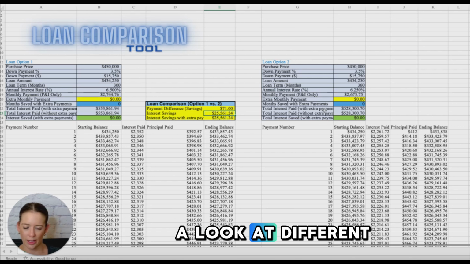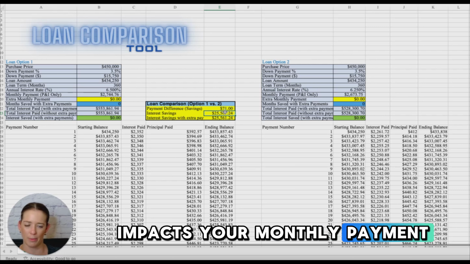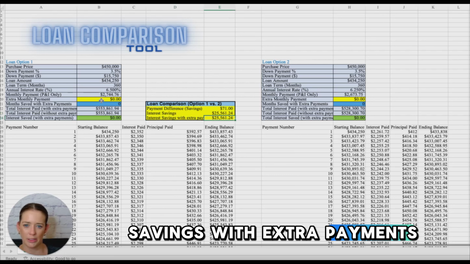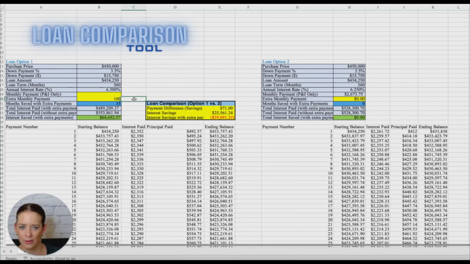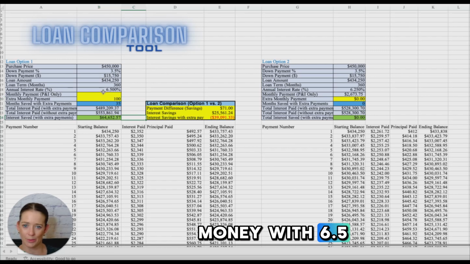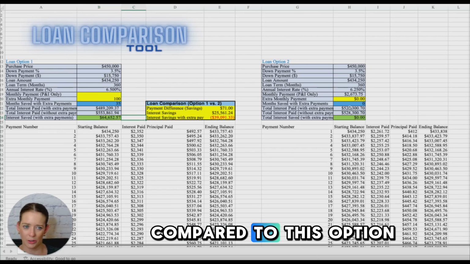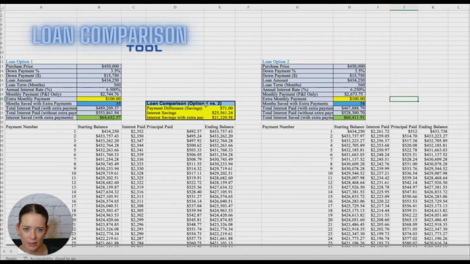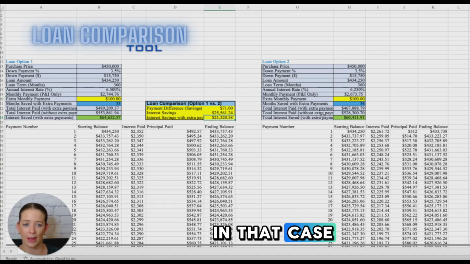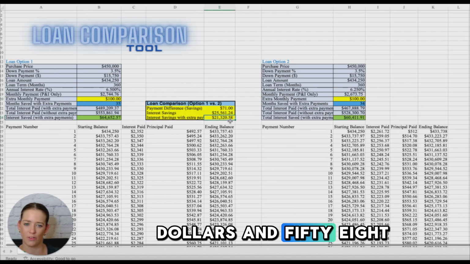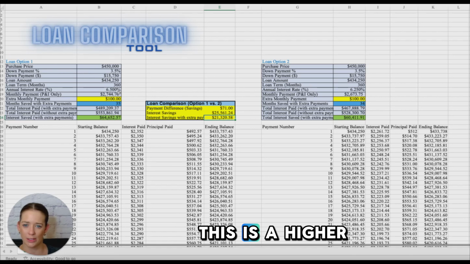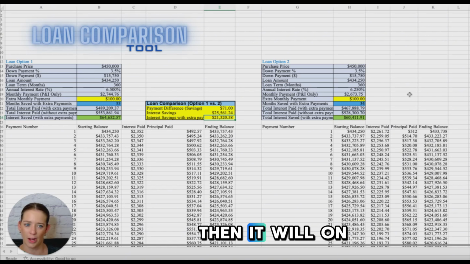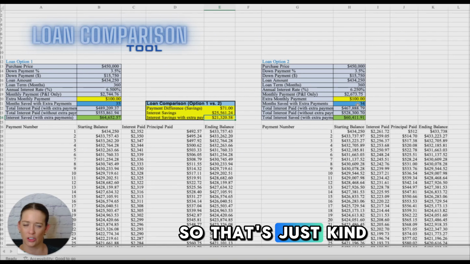So you can take a look at different loan options and see how that impacts your monthly payment and your interest savings. Now this box down here shows you your interest savings with extra payments. So if you were to plug in an extra payment amount here, you'll see actually this would save you more money with 6.5 and an extra $100 a month payment compared to this option here, which is interesting to see. But if you had $100 on each option, that'll show you that in that case, it would only save you $21,320.58 in interest. And that's just because this is a higher interest rate, and this extra monthly payment will have more of an impact on this loan than it will on this one because it has a lower interest rate. So that's just kind of how that works out.